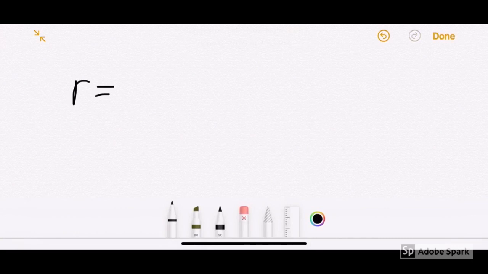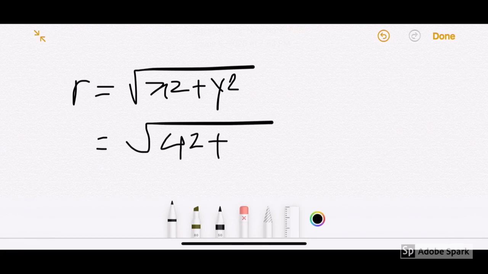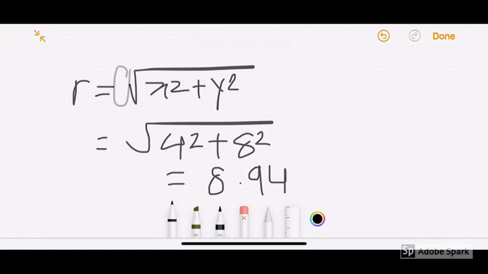We're going to answer question 2, and we need to find the distance and angle measure of the missile relative to the front of the robot. So we can use the conversion formula r equals the square root of x squared plus y squared. x equals 4 and y equals 8. So you plug that in your calculator and you find the answer, which is 8.94.